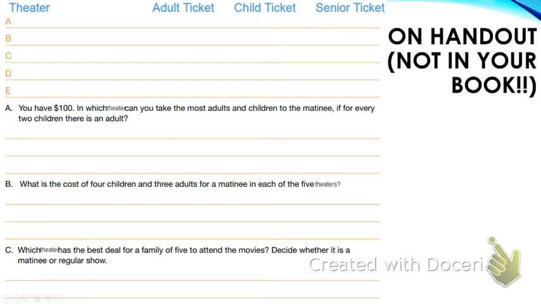So here's what I want you guys to do. How much is an adult ticket? How much is a senior ticket? How much is a child's ticket? Some of the theaters don't have differences in prices on those.